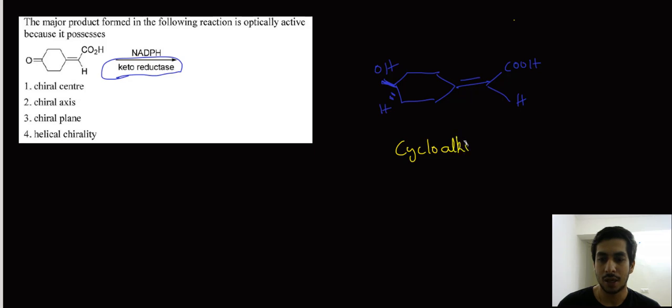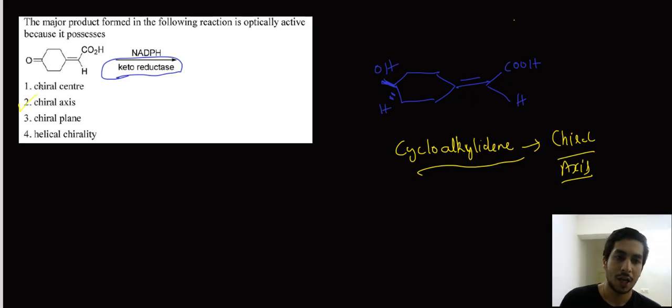Cycloalkylidenes. Okay, alkylidene, cycloalkylidene. So these are the molecules, and these cycloalkylidenes have a chiral axis. They have a chiral axis, so they are optically active, and they are optically active because they have a chiral axis. So the correct answer over here is option number 2.